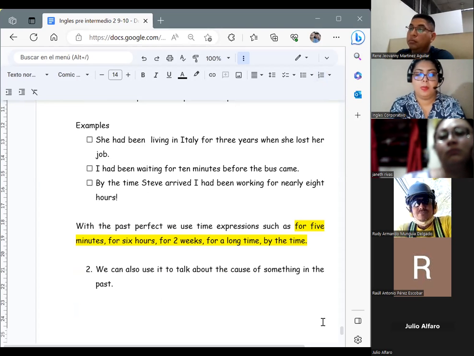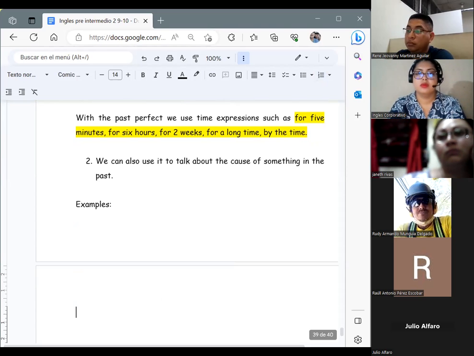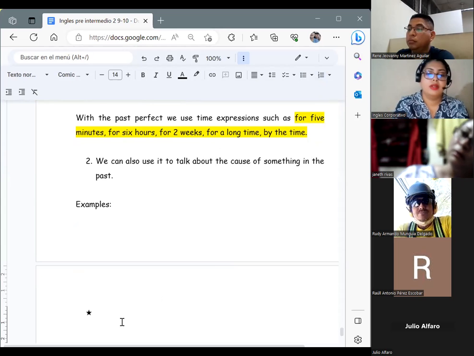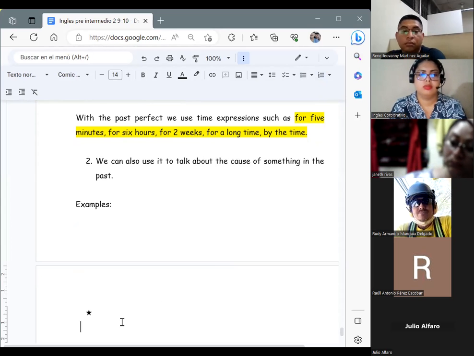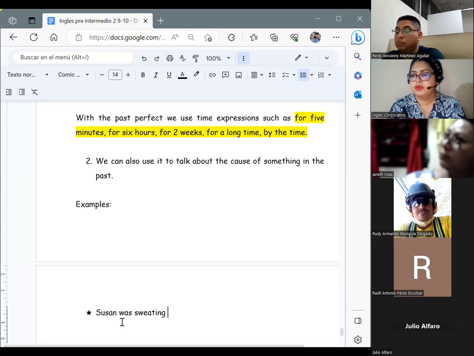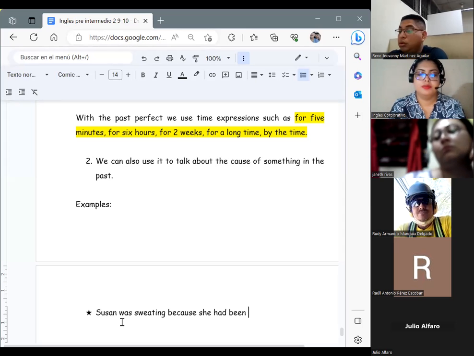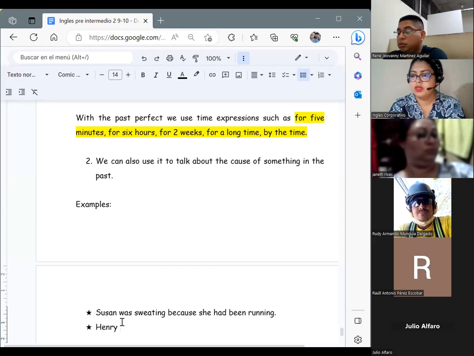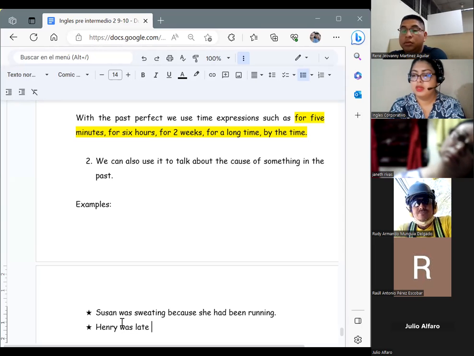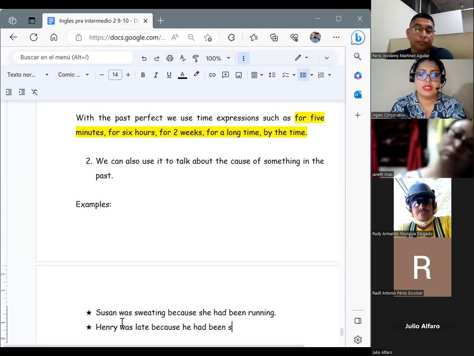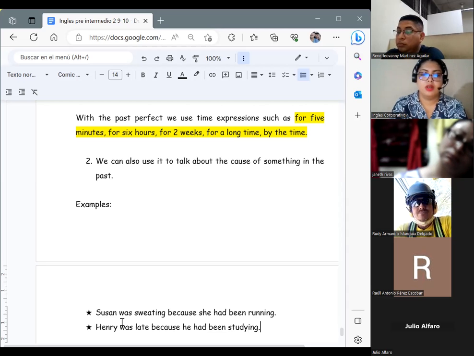We have the examples. The first one, Susan was sweating because she had been running. And the next one, Henry was late because he had been studying. Okay, estamos agregando, ¿verdad?